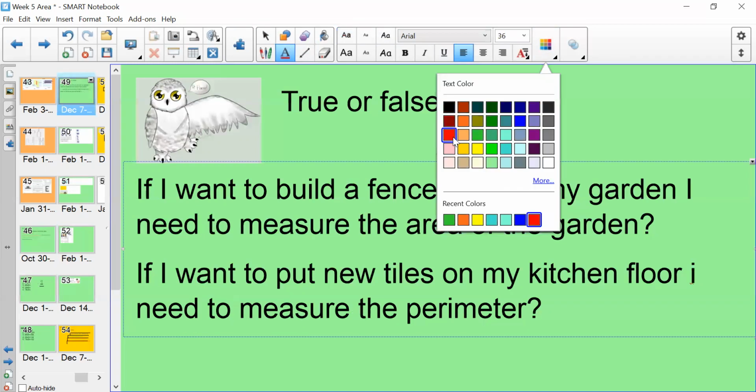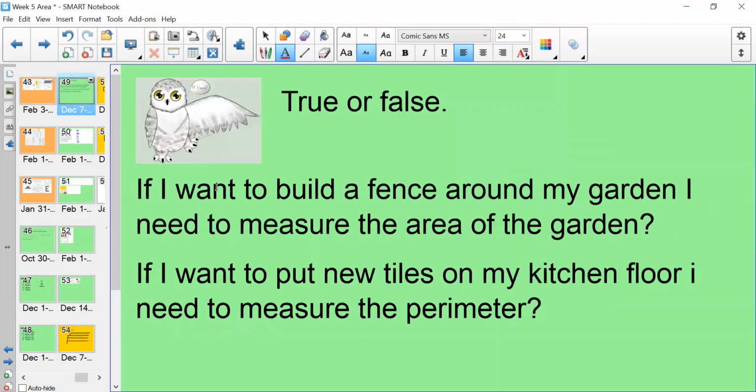Okay, so if we look at the first one, I want to build a fence around my garden. I need to measure the area. That is false. Because if you want to build a fence around your garden, you need to measure the perimeter. And the next one, if I want to put new tiles on my kitchen floor, I need to measure the perimeter. That one is also false. Because if we want new tiles on the kitchen floor, we would have to measure the area.